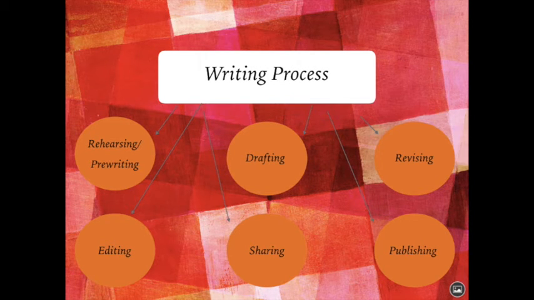Step 5 is sharing, when the writer conferences with a peer or mentor to show their written work. The last step is publishing. This is when the final product is shared. There are a variety of ways to publish. One way to incorporate publishing into the classroom is by incorporating a publishing party where the students can share their work with the teacher and peers.